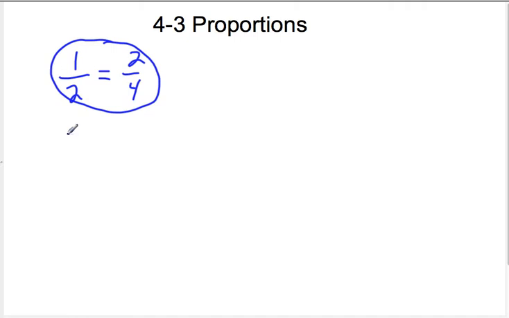So we can show some more. If I said 3/7 equals 6/14, this is a proportion. One way to check if something's in proportion is to use the cross products rule.